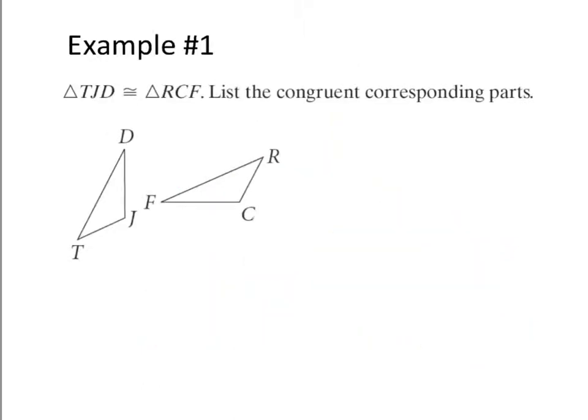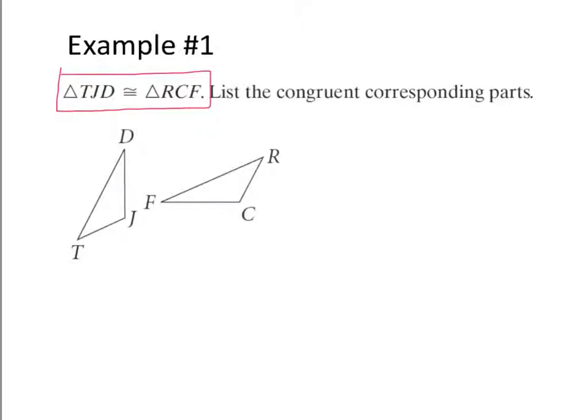In this first example, we're given that triangle TJD is congruent to triangle RCF. That means when I say two triangles are congruent, they're the same shape and the same size. Once I know they're congruent, I can also list what's called their corresponding parts. Since I have a triangle, I'm going to list three sides of one that are congruent to three sides of another, and then I'm also going to list the three angles in one that are congruent to the three angles in the other triangle. Now in the diagram, you actually have to rotate and flip the triangle so that they match.